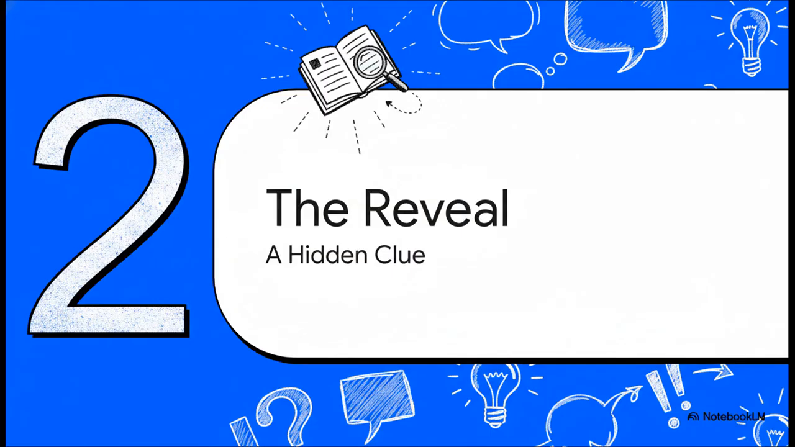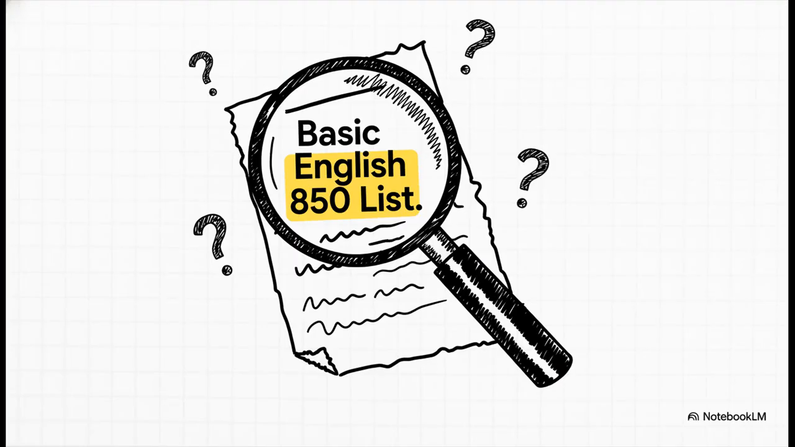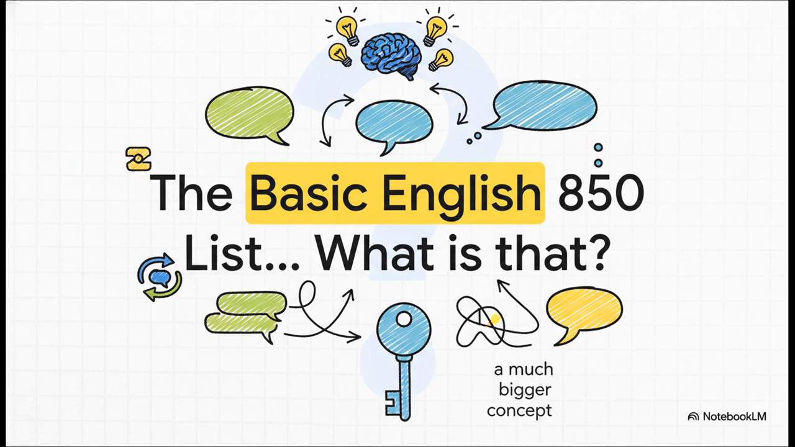But there is one more detail on this page, a tiny little note, kind of tucked away at the top. And this little clue is what blows the whole thing wide open. This is the key to this entire explainer. And there it is. Right under the word itself, it says, curve is on the basic English 850 list. Now, when I first saw that, I had the exact same question you probably have right now. The basic English 850 list. What in the world is that? This little phrase is the key. It's the whole reason the definition is so simple, and it points to a much, much bigger concept.